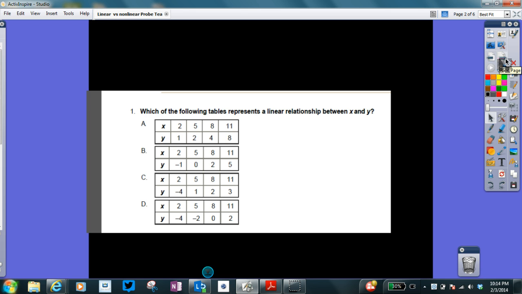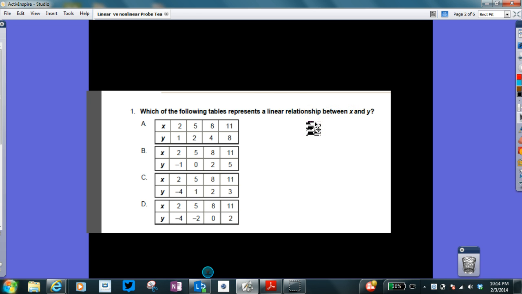On the first one, it says, which of the following tables represents a linear relationship between x and y? What I have to know about linear is, when I see these tables, if it's going to be linear, it's going to have the same rate of change. Everything on x will have the same rate of change, which means it's going to be plus or minus the same thing over and over again. And then your y has to have the exact same rate of change. You can't have two different rates of change or a pattern of multiplying or anything like that when you're talking about linear and rate of change.